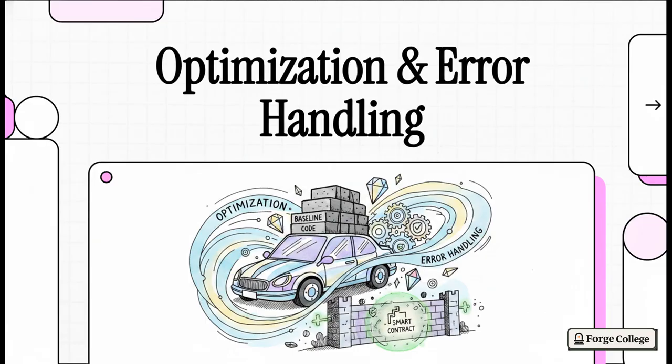But let's be totally honest with ourselves here. It's a bit heavy. It's kind of like having a sports car that runs perfectly, but for some reason you're driving around with a trunk completely full of bricks. So today, we are taking that baseline code and giving it a much-needed, highly efficient smart contract makeover. We're going to dive deep into optimization and bulletproof error handling.